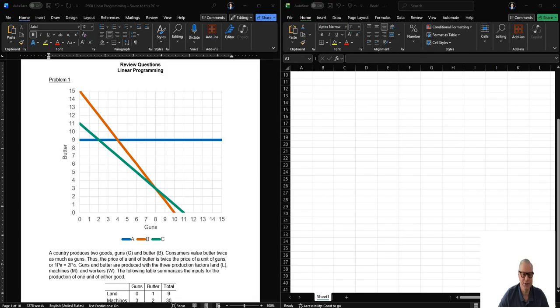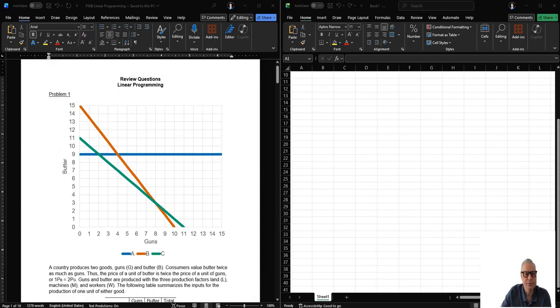So that basically means that the price of butter is twice as high as the price of guns. And guns and butter are produced with three production factors: land, machines, and workers. And the following table summarizes the input. So in this, we essentially have a production function.